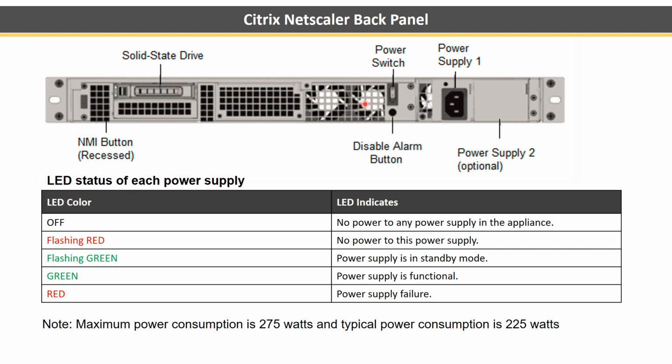Now there are two fans here. But another important thing is the power switch. It's like a spring button. If you want to power on, just press this, it will be on. By the way, you can see only one power supply here. The reason is whenever you buy a Netscaler, you get only one power supply by default. So always remember, when you are ordering Netscaler, add an additional power supply.